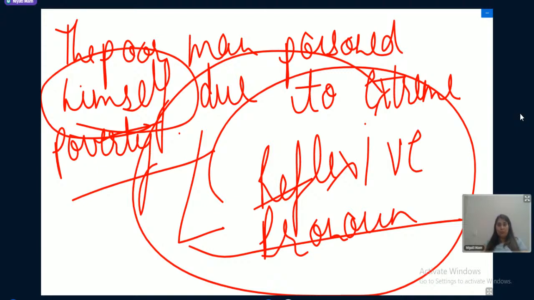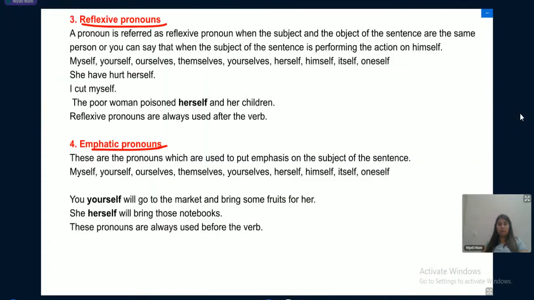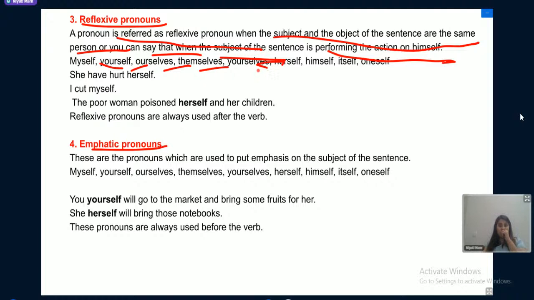Are you people getting my point? Now let us consider the definition mentioned here. A pronoun is referred to as a reflexive pronoun when the subject and the object of the sentence are the same person, or you can say when the subject of the sentence is performing the action on himself. This is what I told you. Myself, yourself, ourselves, themselves, yourselves, herself, himself, itself, oneself, all these are reflexive pronouns.